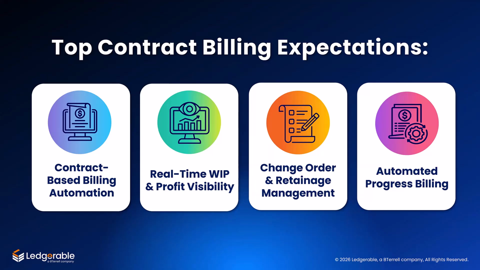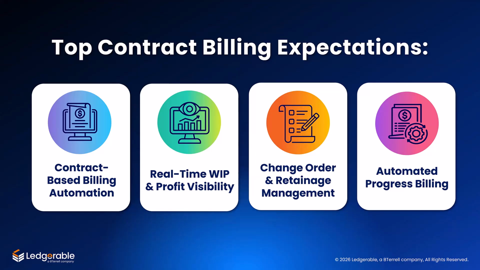So when we think about what a better billing process should look like, it really comes down to 4 areas. First, contract-based billing automation. Billing shouldn't depend on someone remembering when it's to be invoiced. It should follow a structure defined in the contract. Second, change order and retainage management. Once a change order is approved, it should immediately update the contract and be reflected in the billing, not tracked separately.